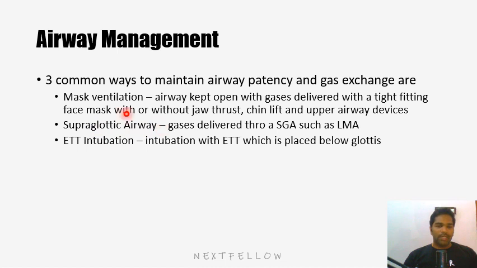Now mask ventilation. Mask ventilation is nothing but you just keep an anatomical face mask over the patient's face, and you have a tight seal around the mask, and you connect this mask to either an ambu bag or an anesthesia circuit, and you can ventilate the patient. The air will enter into the normal anatomical passages of the patient and go into the lungs. So this is mask ventilation, and it can be done with the help of additional things like airway opening maneuvers such as jaw thrust and chin lift, and upper airway opening devices like airways.